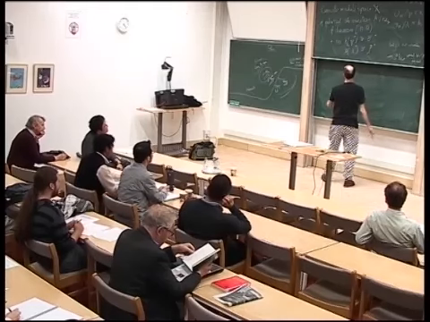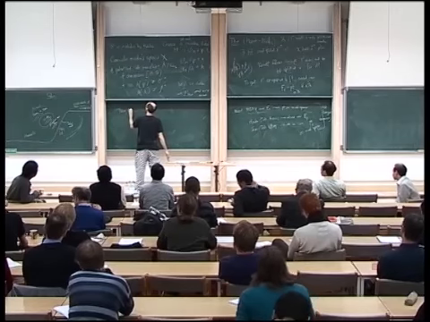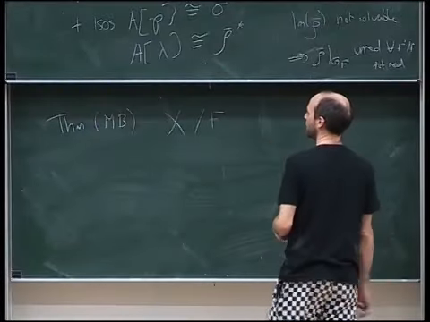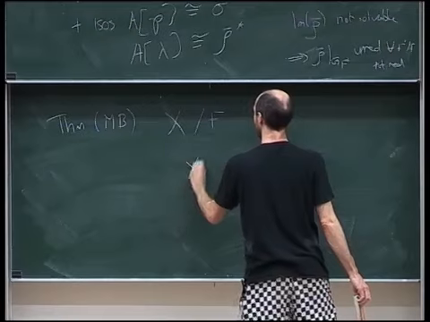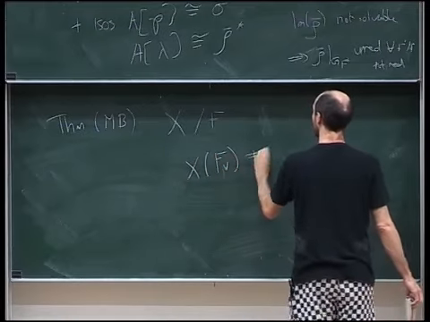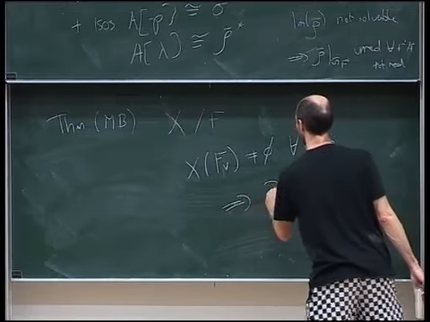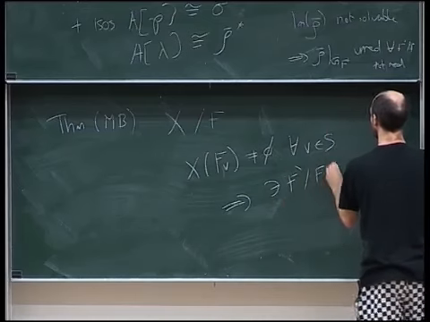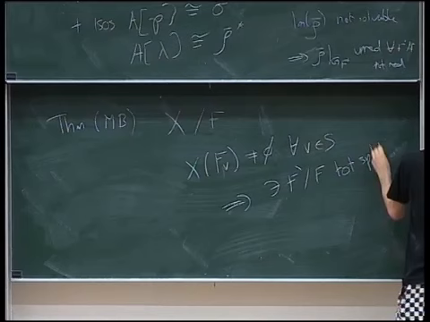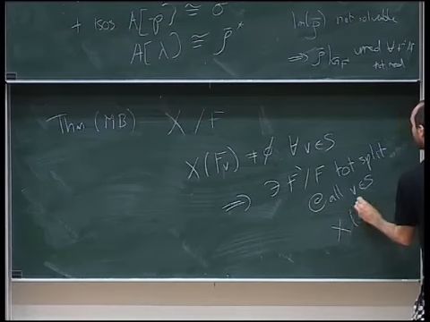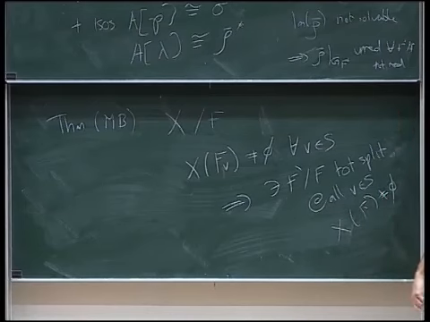But the theorem of Moret-Bailly, that I never stated properly, is that you have X over F quasi-projective connected. If X of F_V is non-empty for all V in some finite set S of places, then there exists some F' over F, totally split at all V in S, such that X of F' isn't empty. That's what you're after. And in fact, you can make it Zariski dense, I think.